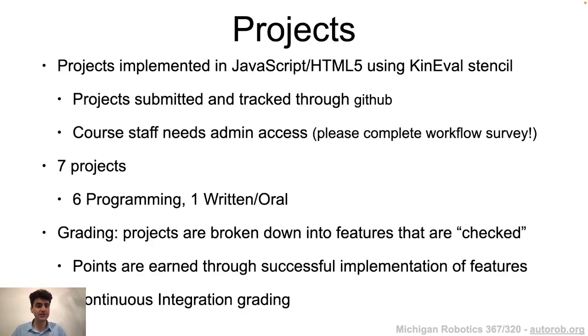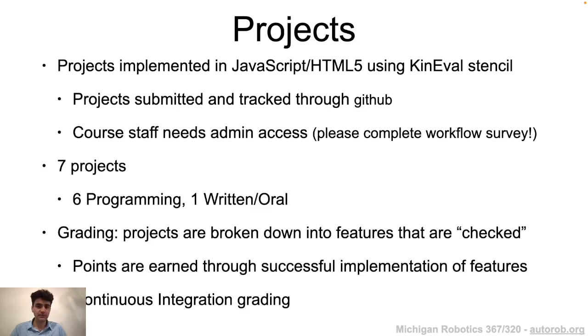In total there will be 7 projects. 6 of them will be programming based, and the final project will be a presentation. It's not a programming based project, but it's meant to be more of a written or oral presentation. The grading for the projects is broken down into a set of features for each project, where we check whether the features have been implemented successfully based on a set of test cases, and then the points are earned if the features pass the test cases. To do this, we'll use what's called continuous integration grading, which I'll talk more about on an upcoming slide. The goal of this is to give you as much feedback as you need to be successful.